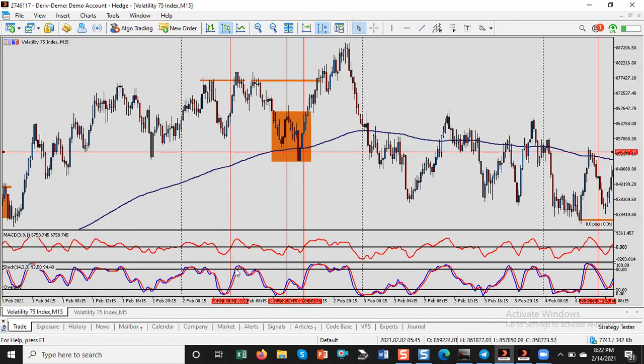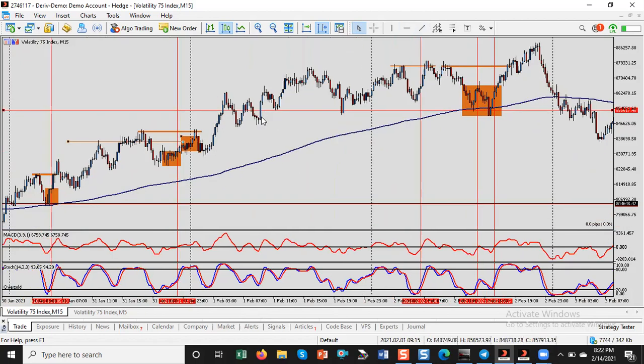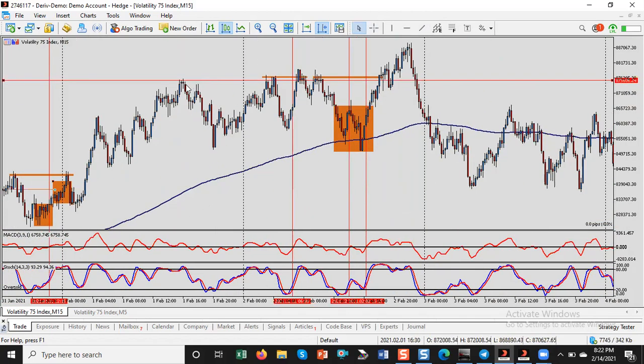Then we'll move over to the next one, which is this. If you look at this point, this high was taken out. A higher high. From here, it was taken out. And when price retraced to the downside, our lower low was not taken out. This is the lower low. Price did not get to it.